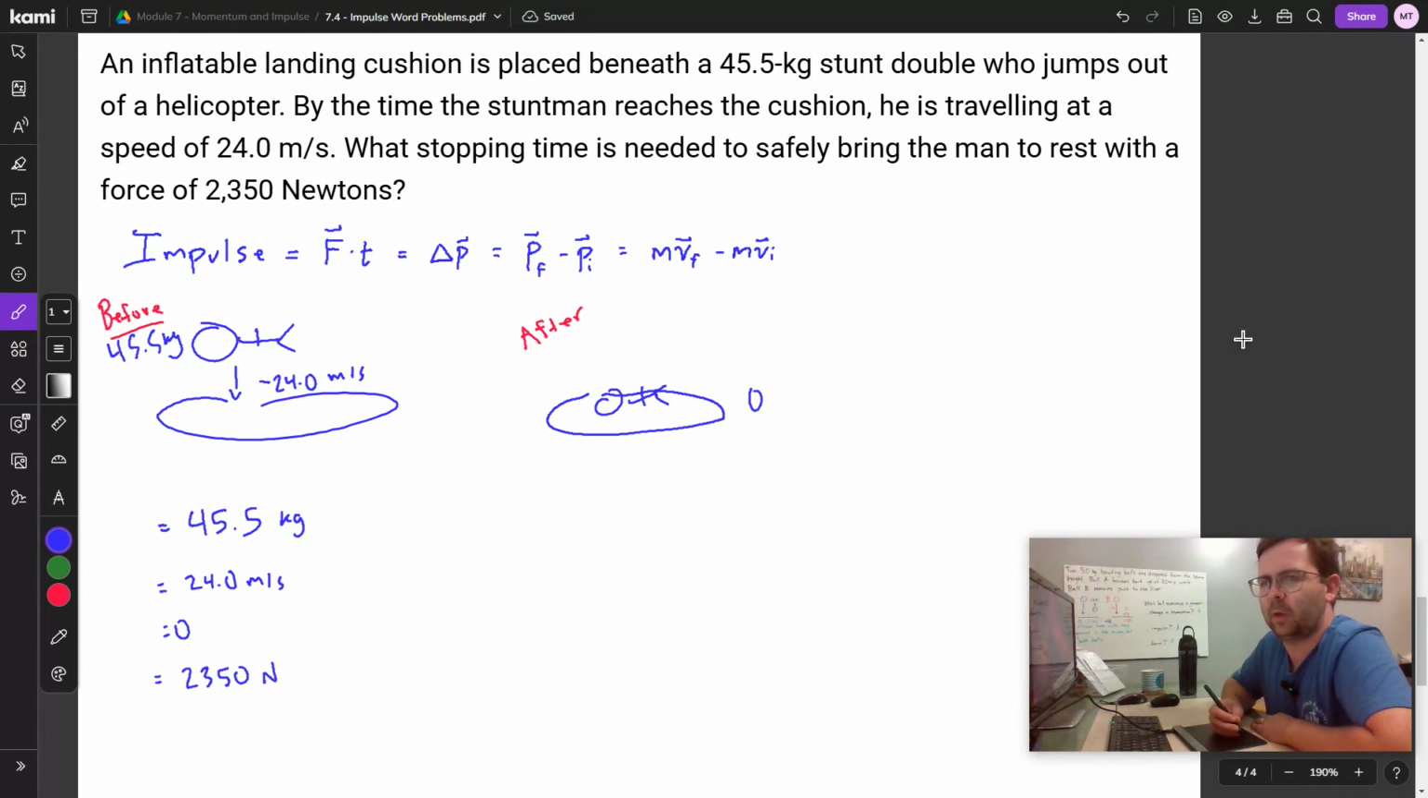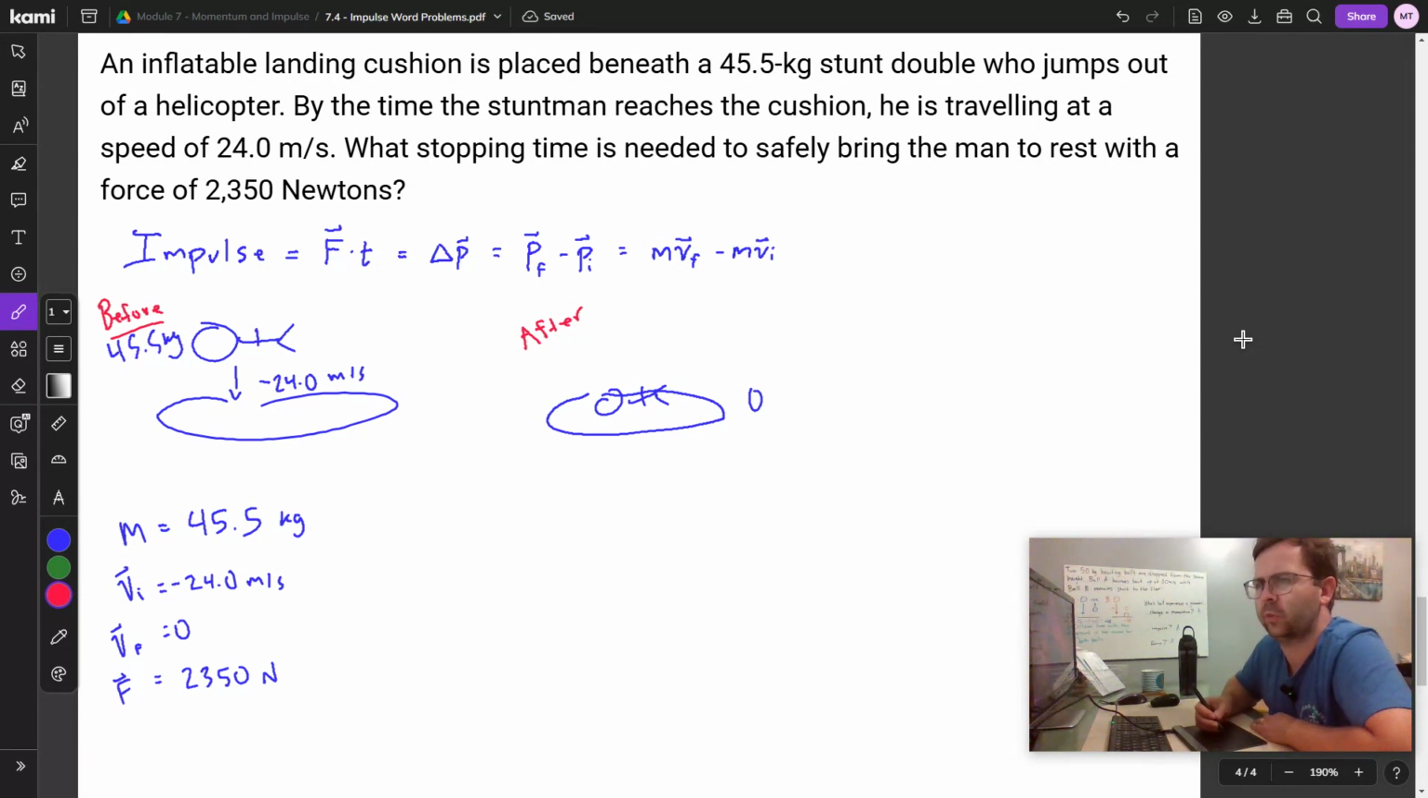So when I label all my numbers down here, I want to make sure my velocity is negative, and I need to figure out what all these quantities mean. I basically just copied some of these things down from above. The mass is 45.5 kilograms. Negative 24.0 meters per second is the speed at the beginning of this situation, and then the ending speed is zero. And so the initial velocity is negative 24.0 meters per second. The final velocity is zero. And the force acting on the stuntman is 2350 newtons. And that's a direction as well. It should include a direction too.